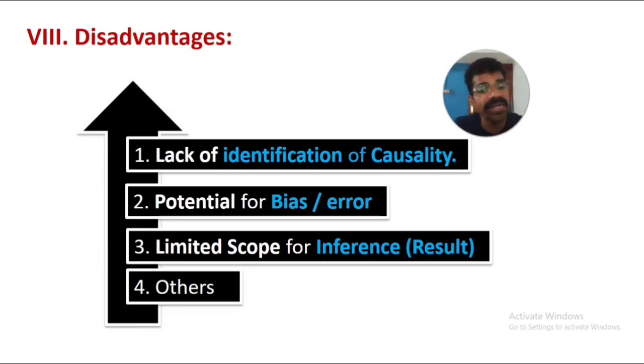And like that we have many other demerits, limitations or disadvantages, such as lack of generalization of the result to the public. As it is limited in scope, we cannot generalize this result of the study to the public. So lack of generalization of the result, and sometimes we cannot control the variables that influence the study or that may cause the bias or error in the research studies. So these are the four important disadvantages, demerits or limitations of the descriptive study.